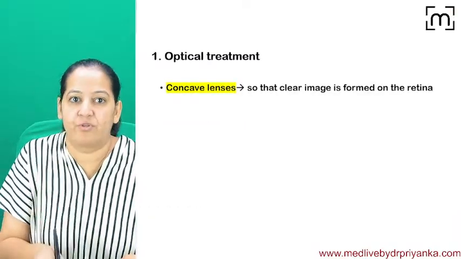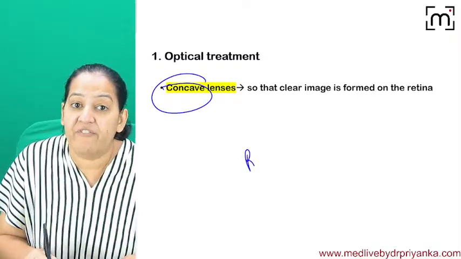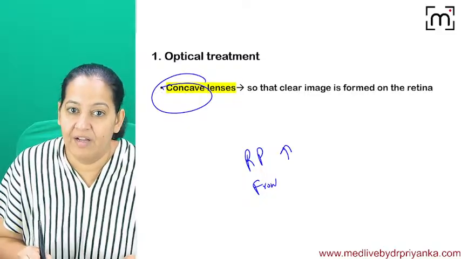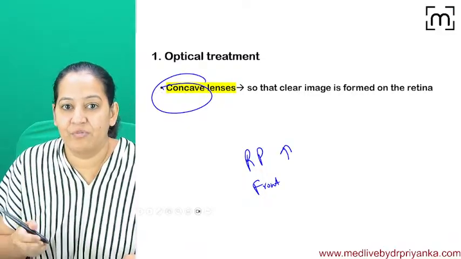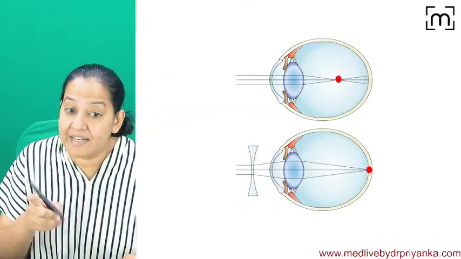Optical, again we have 2 options, 2 modes, but the lens is concave because here the refractive power of the eye is more, because here the focus is in front of the retina and we have to bring it back on the retina. So we have to reduce the refractive power. For that we have to use a divergent lens, that is a minus lens.